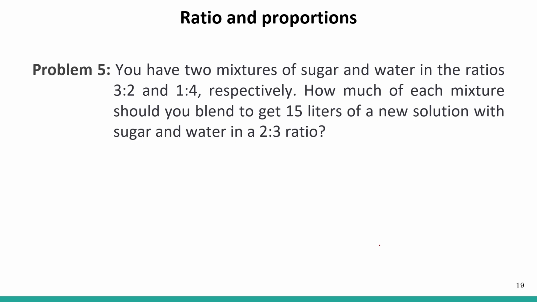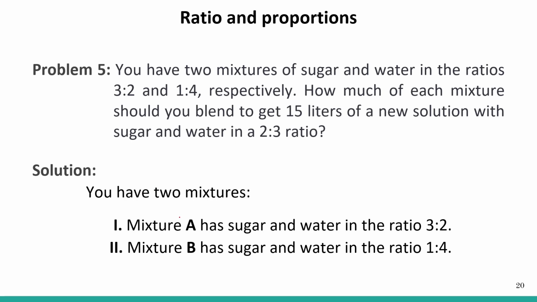So in problem number 5, what you have here is two mixtures of sugar and water. Sugar and water in the ratio 3:2 and 1:4 respectively. So how much of each mixture should you blend to get 15 liters of new solution with sugar and water in a 2:3 ratio? Okay, so you don't have sugar and water in this ratio, but you have it in this ratio and in this ratio. But what you need to do is add these two in such an amount that the new ratio becomes this. Okay, so let's proceed with the solution.